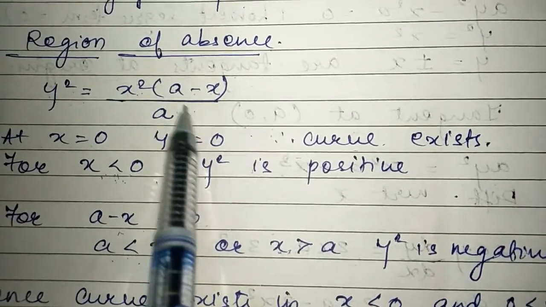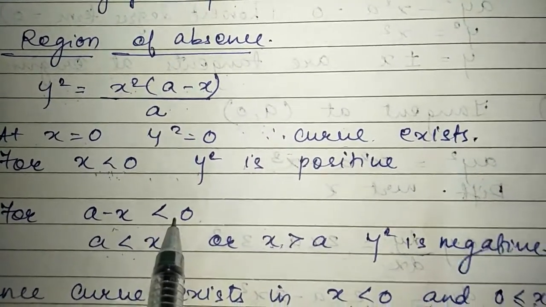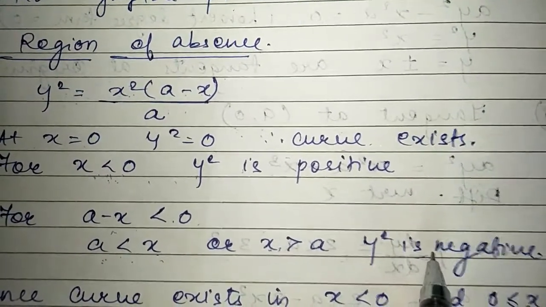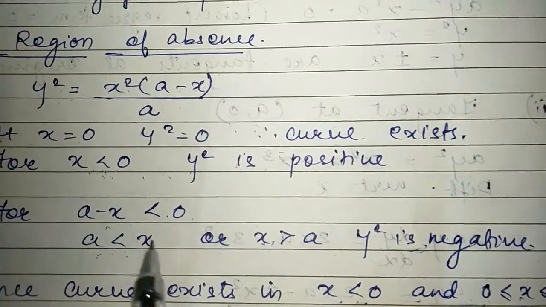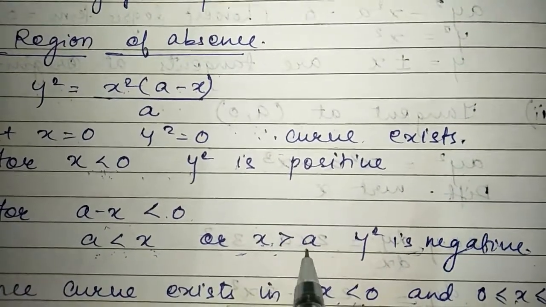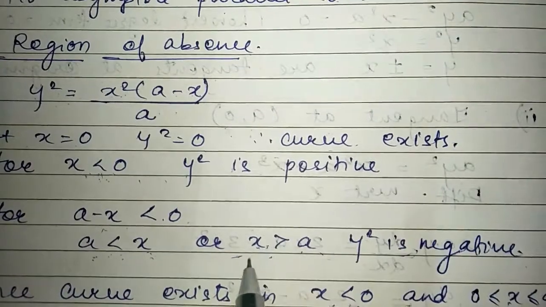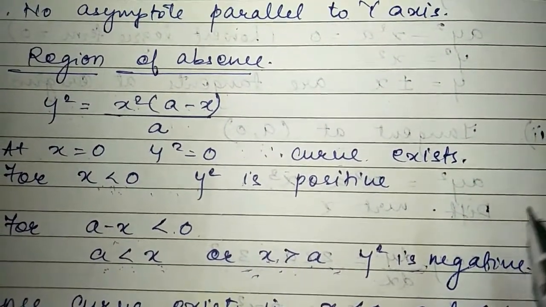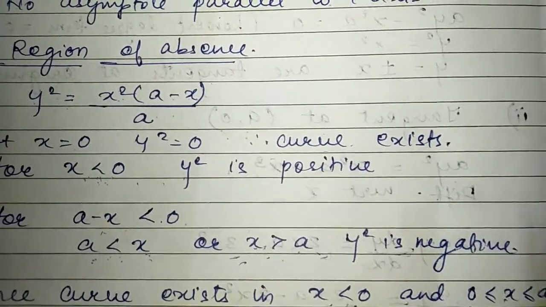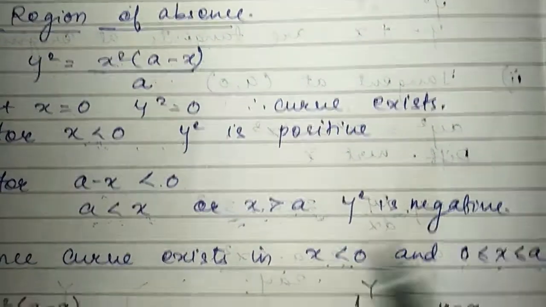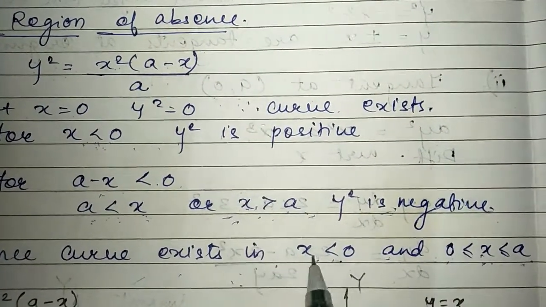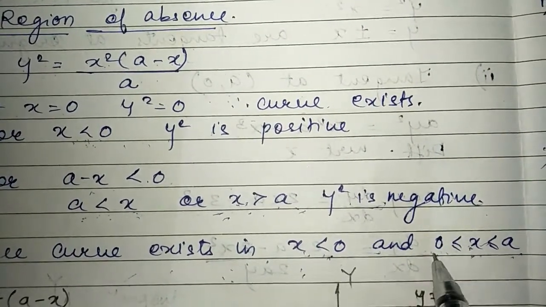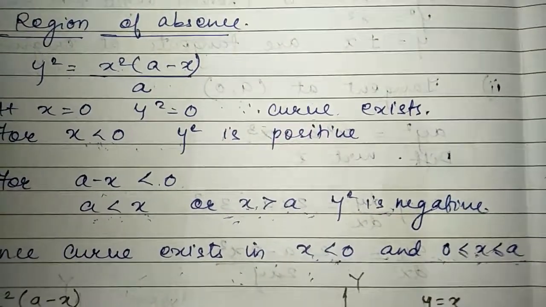Now this term, if a minus x is less than 0, then what will happen? y square will be negative. That means if a is less than x, or we can say x is greater than a, that means for the value of x more than a, y square is negative. So the curve doesn't exist in the region where x is greater than a. Hence the curve exists in the region x less than 0, and x greater than or equal to 0 and less than or equal to a.